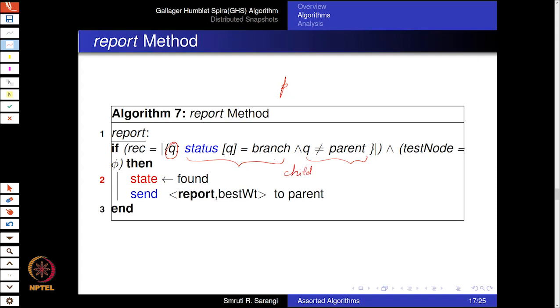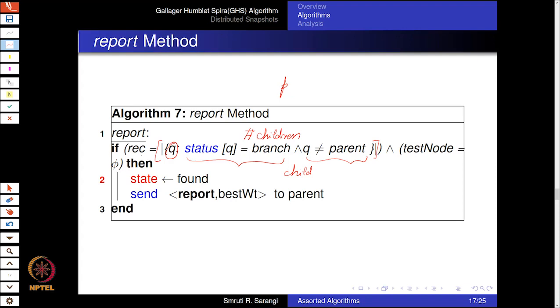So both of these things together mean that the other node Q is a child, because it's a neighbor of mine and it's not a parent. So it can only be a child. And if rec is equal to this expression, the cardinality of this set is essentially the number of children. So if rec is equal to the number of children, similar to the leader election algorithm, in leader election in trees, all the children send their values to their parent and then it propagates up the tree.